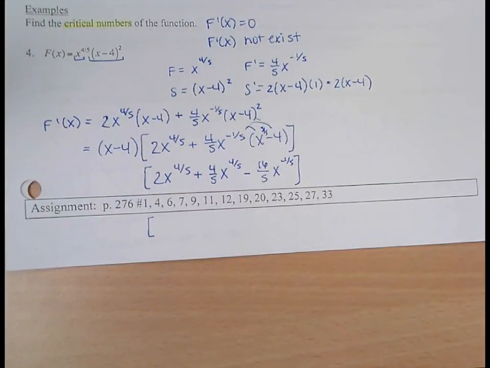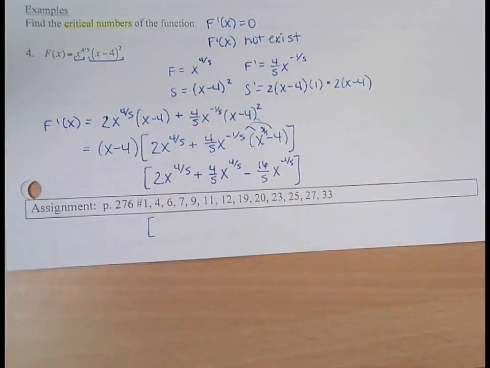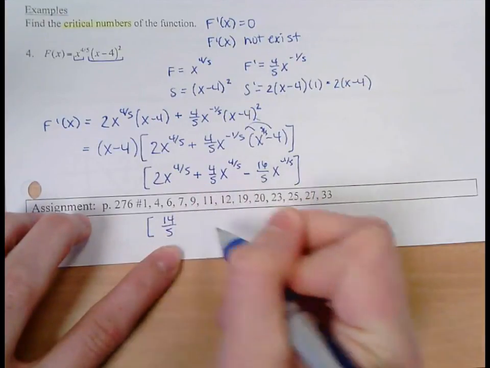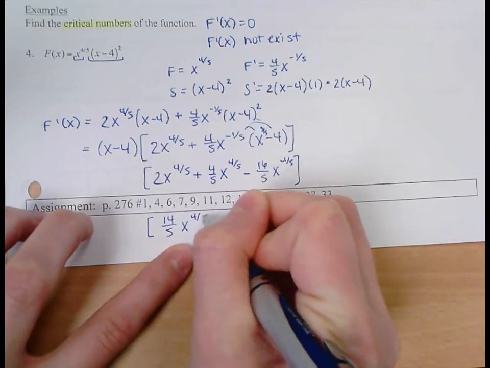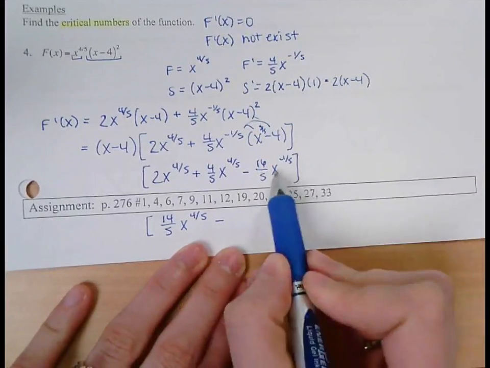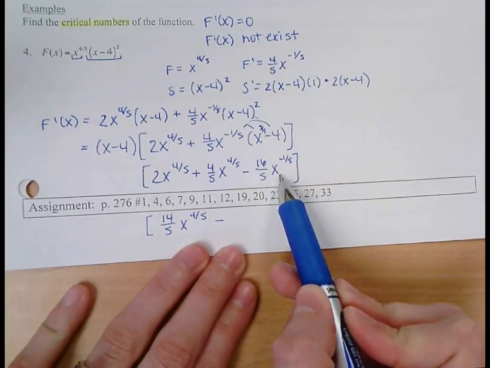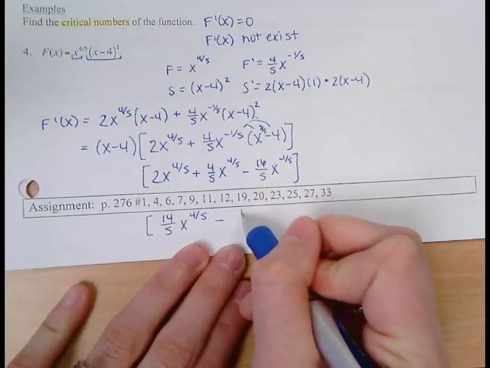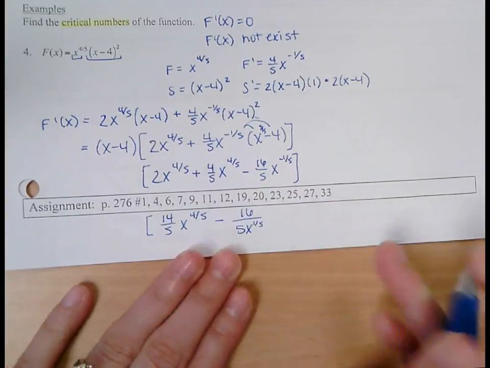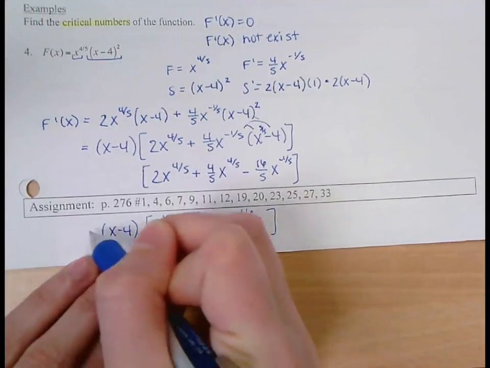Let's see, 2 would be 10/5. So we would have, probably use the same color pen here, 14/5 x to the 4/5, and then minus, I'm going to write this right away as well since it is x to the negative 1/5. I'm going to write that as 16 over 5x to the 1/5. We still do have the x minus 4, that factor in front.